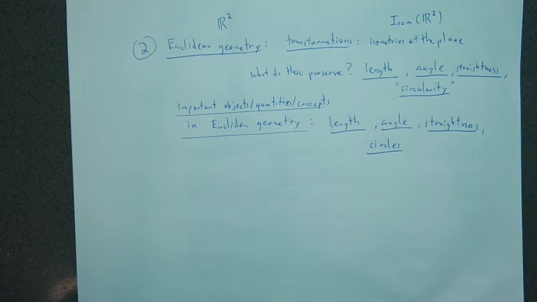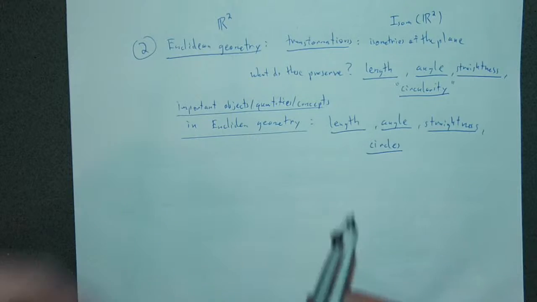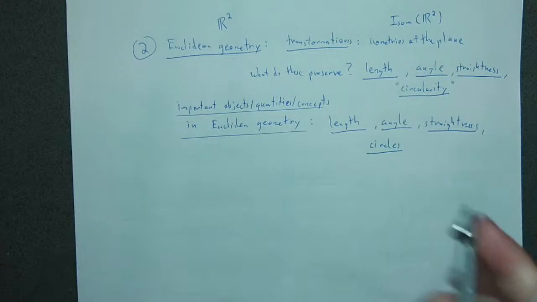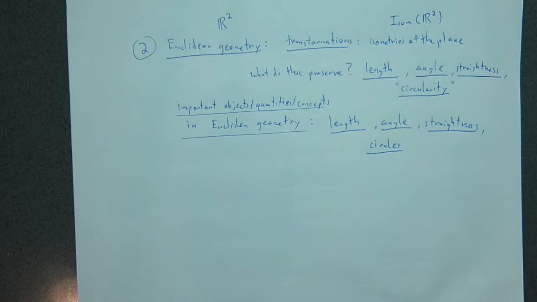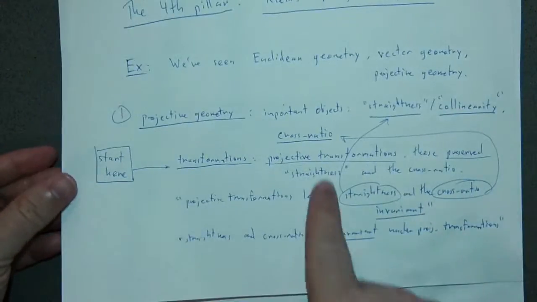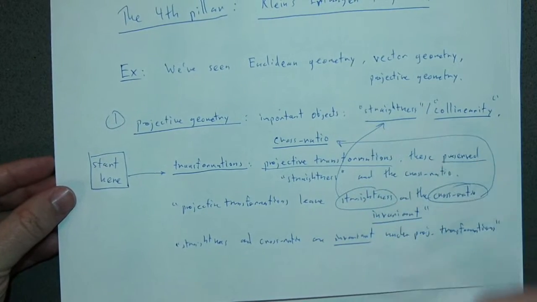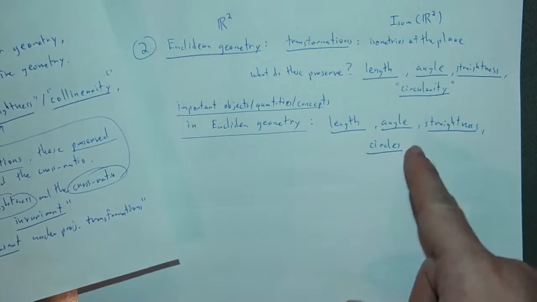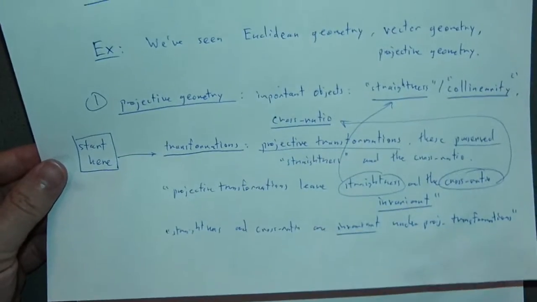And so this basically tidies up everything we have. Straightness and circles say something about having a straight edge and a compass. Same thing with length and angle, right? That's really saying you have the notion of compass and straight edge hidden in there somewhere. Notice that if we go back to projective geometry, we don't find those as important objects. All we have are straightness and collinearity, and the cross ratio that are important. But if we look here, length, angle, circularity of circles, none of that's mentioned, right?